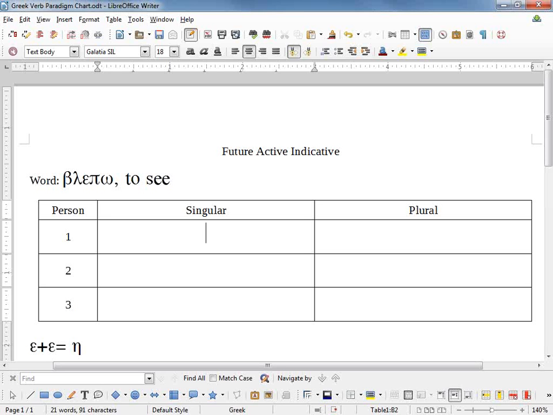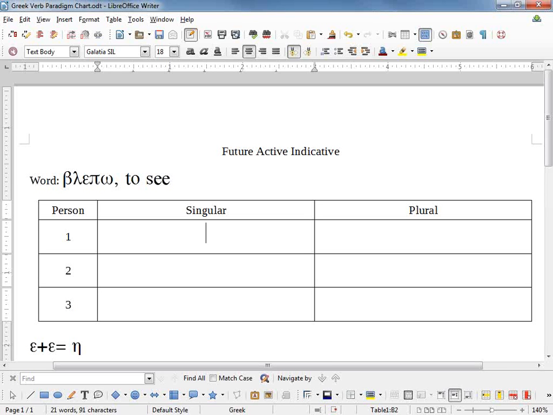Oh, okay. So the lexical form for verbs will always be the present active indicative first person singular form. Present active indicative first person singular. Thank you, Professor. Yeah, no problem.